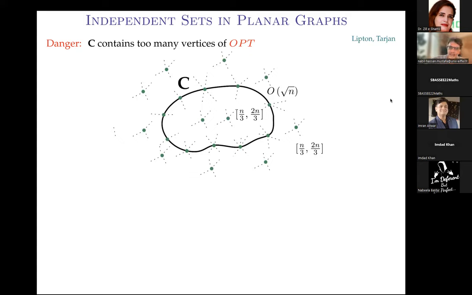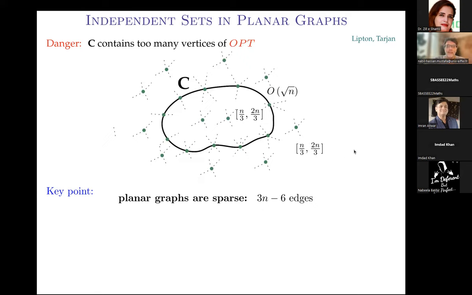And the answer, which was provided by Lipton and Tarjan, is no. The key idea is that planar graphs are sparse. When you have n vertices, you could have n squared edges in the graph, but in fact we know that planar graphs only have a linear number of edges. These constants are not so important here. It could be 3 or a million, we don't care. The important thing is it's a constant.